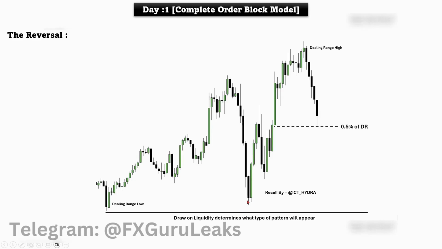Suppose there's no relative equal low. Suppose we have a stop hunt below this low and we have relative equal highs up here. That time you're going to be looking for a trend continuation order block pattern appearing at the 0.5 of this DR. Because where is our draw on liquidity? Our draw on liquidity is towards buy side, right? Here, draw on liquidity is on sell side. So now in this scenario, we're going to be looking for a reversal pattern.